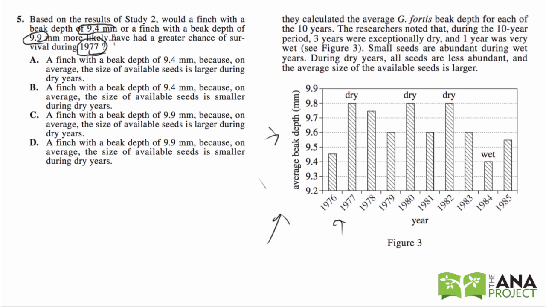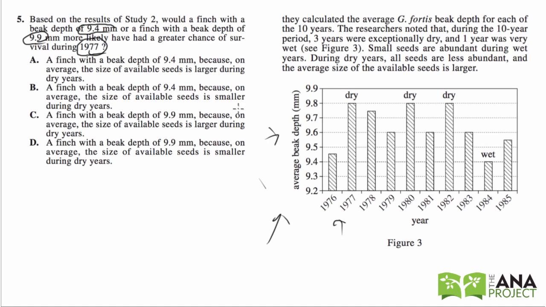So remember, the question is, would a finch with a beak depth of 9.4 millimeters or a finch with a beak depth of 9.9 millimeters have had a greater chance of survival in 1977? So A, a finch with a beak depth of 9.4 millimeters because on average the size of available seeds is larger during dry years. B, a finch with a beak depth of 9.4 millimeters because on average the size of available seeds is smaller during dry years. C, a finch with a beak depth of 9.9 millimeters because on average the size of available seeds is larger during dry years. Or D, a finch with a beak depth of 9.9 millimeters because on average the size of available seeds is smaller during dry years.